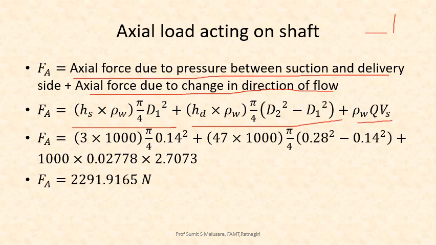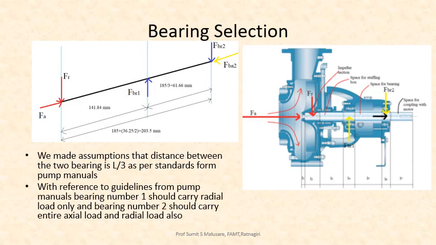Now if you put all these things, already calculated in the previous slides, you will get a total axial force of 2291.9165 newtons. Now bearing selection. In order to calculate the bearing, we first have to locate the bearing. So at the center, this is the location of the first bearing, and this is the location of the second bearing. As I initially discussed, bearing set 1 carries only radial load, and bearing set 2 carries the entire axial load and a small amount of radial load.